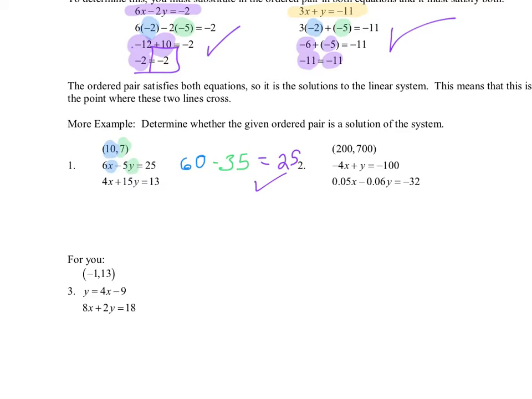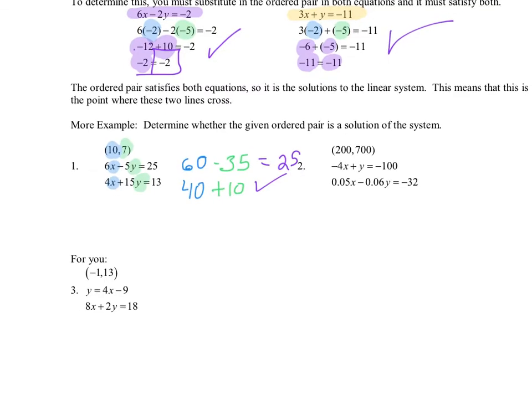Now I'm going to do the same thing with the second equation. I'm going to plug in 10 for x. Sorry, 4 times 10 is 40, so I get 40. And then I plug in 7 for y. Now, that's a little harder to do in my head, but 7 times 15 is going to be 70 plus 35, 105. So I have plus 105.